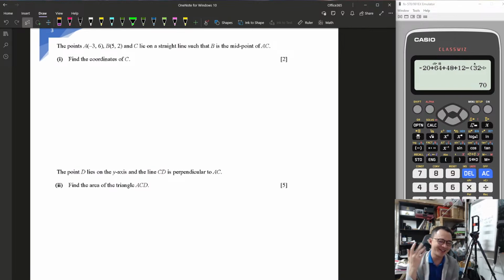Now I give you some chance to do this question. Tell me what is the coordinate C, and then also tell me what is the area of ACD.